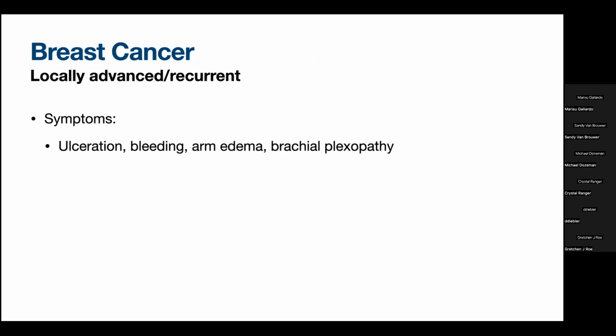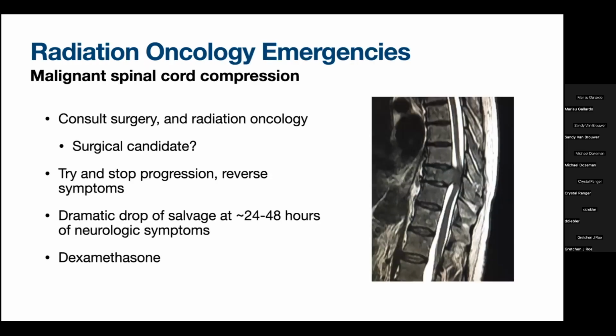Then moving on to breast cancers, ulcerations, bleeding, edema, these are all things that can potentially be palliated by radiation therapy involvement. And moving on to some of our radiation oncology emergencies, malignant spinal cord compression. So we think about a cauda equina type syndrome, not necessarily from a bulging disc, but a malignant tumor that's eroded through, or even a metastatic disease that has now invaded into the spinal canal. So we see patients that have new neurologic deficits, sudden loss of continence, inability to walk, life-limiting disease burden, and imaging is obtained.